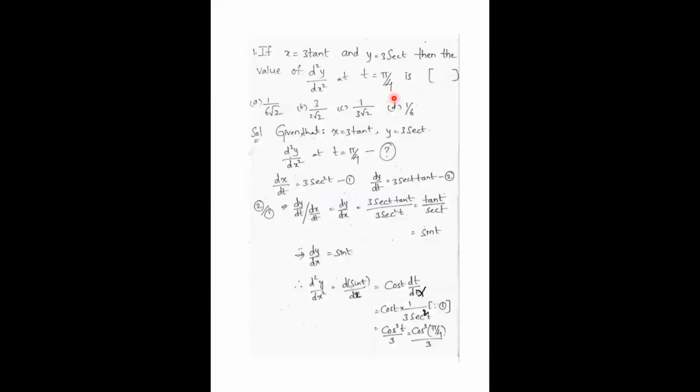Okay, now let me start the first question. If x equal to 3 tan t and y is equal to 3 secant t, then the value of d square y by dx square at t equal to pi by 4 is. We are given the value of x, that is 3 tan t, and y, that is equal to 3 secant t. We have to find d square y by dx square at t equal to pi by 4.